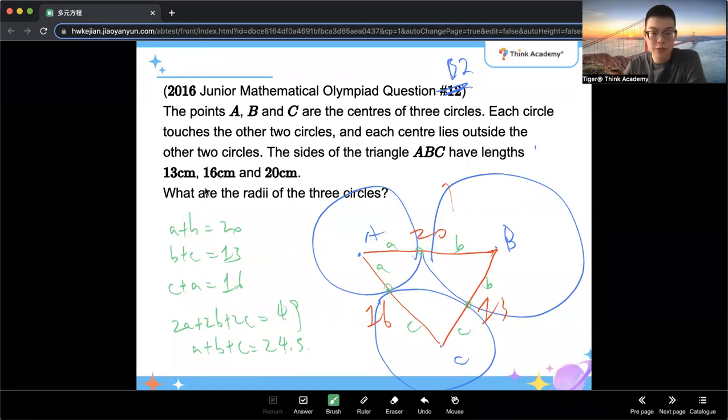So subtracting each of them, you will be able to find the radii of the three circles, which A is equal to 24.5 take away 13, that is 11.5. B is equal to 24.5 take away 16, that is 8.5. And finally, C would be equal to 4.5. All right. Yeah, so that's how we can solve this set of simultaneous equations. And then the radii of the three circles are just 4.5, 8.5, and 11.5 centimeters, respectively.